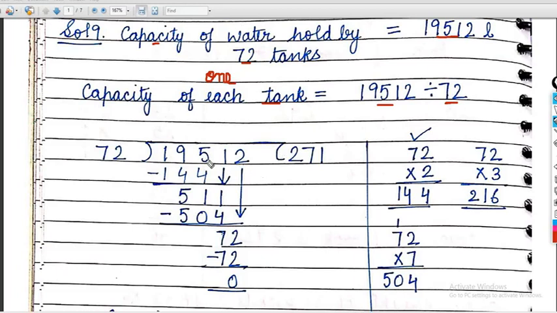Okay students, you can see the dividend is 19,512, the divisor is 72. As it is a 2-digit divisor, first of all we will see the first 2 digits. But this is 19. 19 is a smaller number than 72. ओके 19 जो है वो 72 से छोटा है. We cannot proceed, so we need to take one more digit in the first step itself. So now the dividend that we have decided is 195.